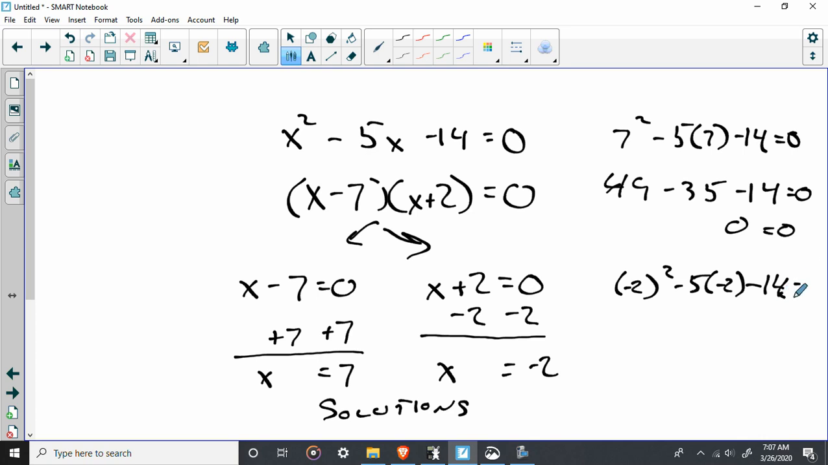And if I plug in negative 2, 4 plus 10 minus 14. 4 plus 10 is 14, and 14 minus 14 is 0. So for sure it's true. So kind of our MO is to get to factored form equal to 0, so we are allowed to split this into two different equations.